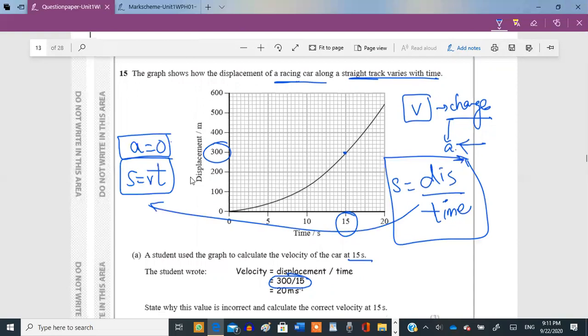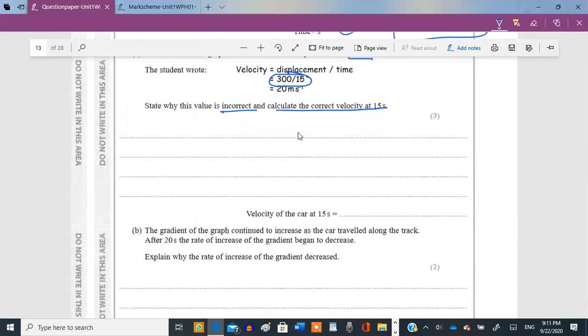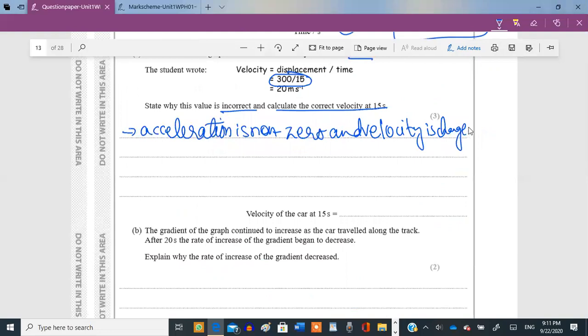So for the student who got an incorrect value, calculate the correct value. For the correct answer, state why this is incorrect: because acceleration is non-zero and velocity is changing, so the formula cannot be applied.